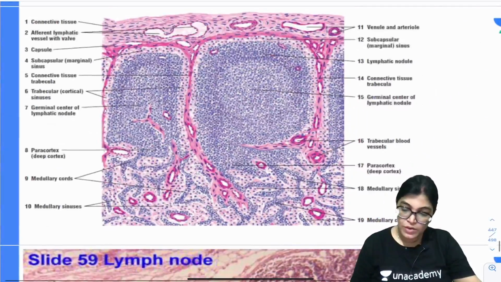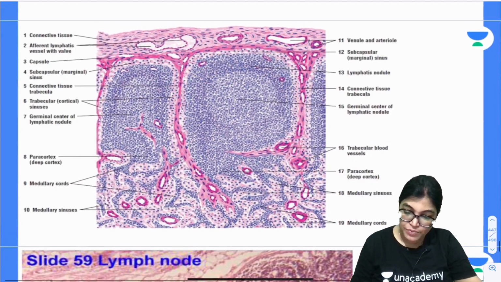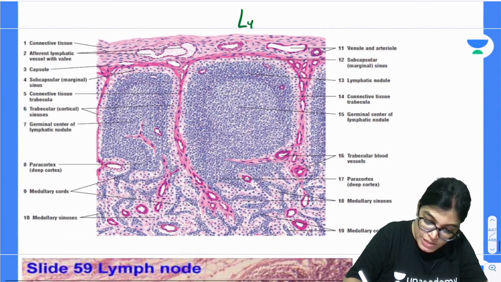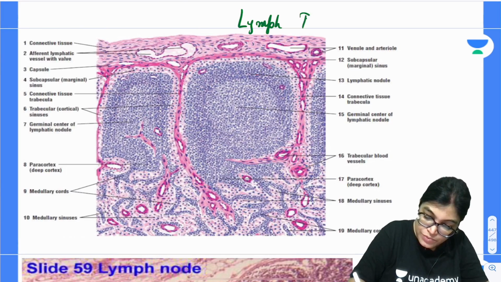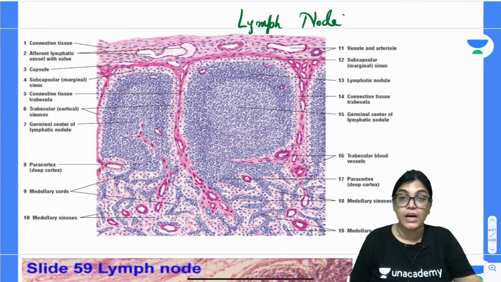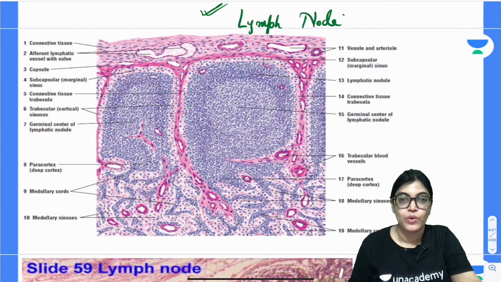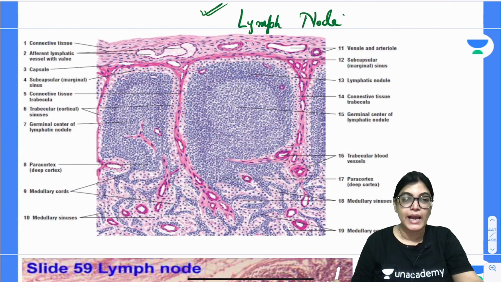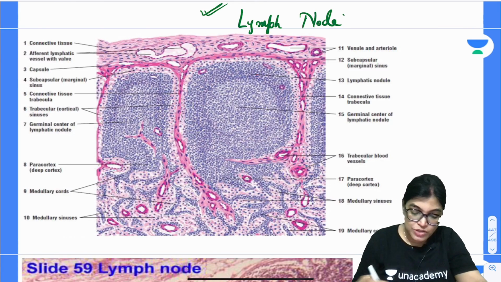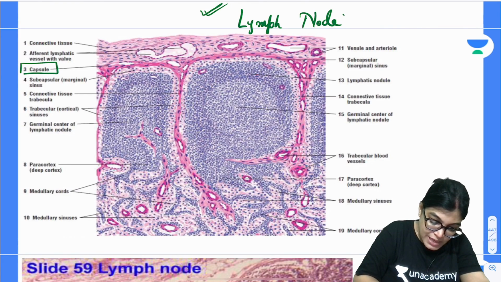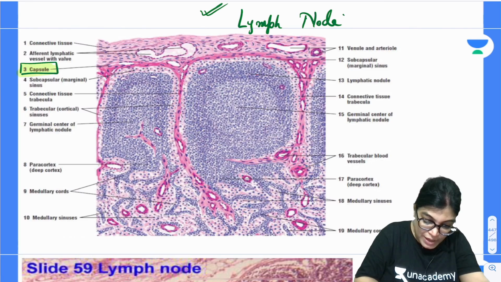Now I would like to show you another diagram of the lymph node. This is again a histological slide, actually taken from Dr. Fiore's histology book, which describes the whole features of the lymph node very nicely. Let me give you the correlation of all the layers. This is the fibrous capsule which I told you about, the outermost fibrous capsule.